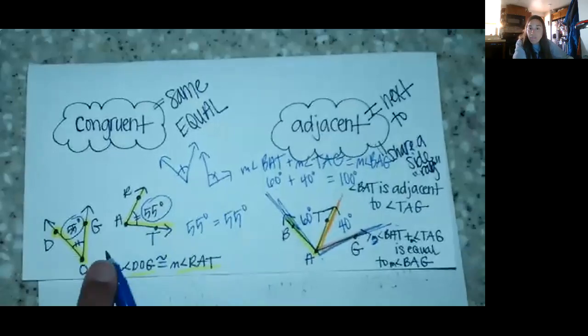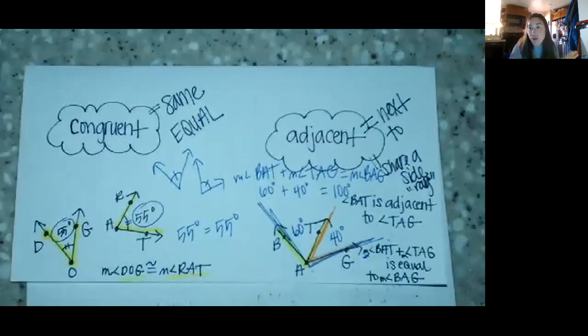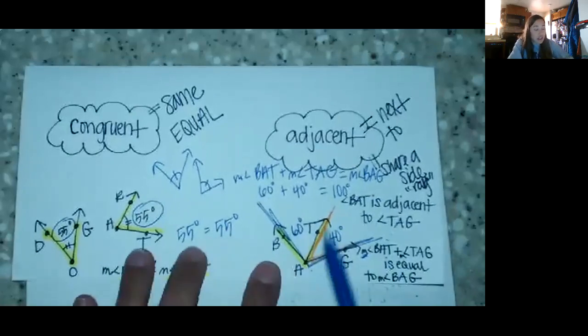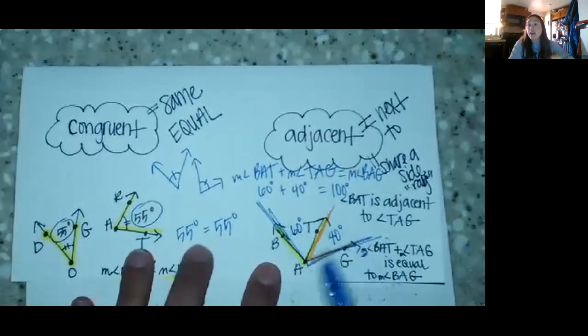And remember, adjacent angles are right next to each other, like we are with our family right now, right next to each other. We are sharing a side. So these two angles, remember, have to share that same side or that ray. And therefore, if they do share a side, then you could combine those two together to make a larger angle.